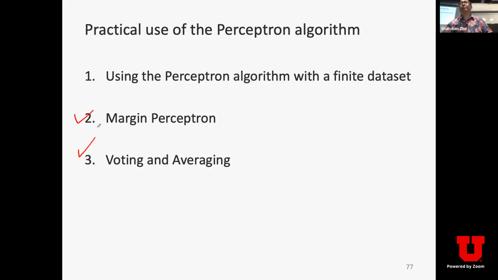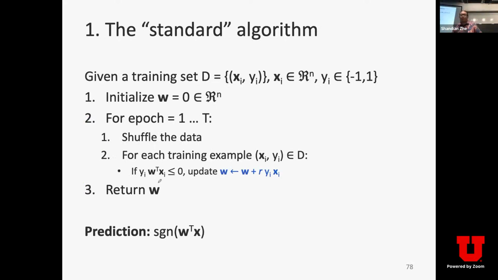One is called margin perceptron. The other is called voting and average. You'll see that voting average is more like ensemble learning. We will have a very smart strategy to store a set of linear classifiers, then combine their predictions with some votes. It's very similar to boosting algorithms. Okay, so first, this is the standard algorithm.